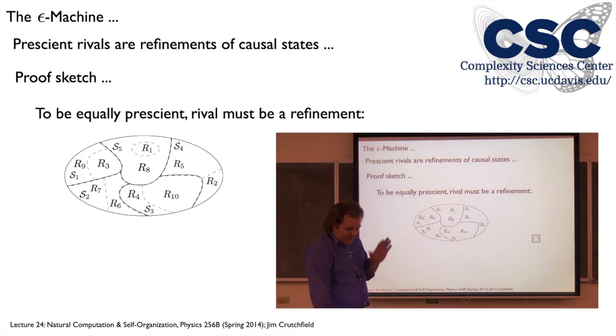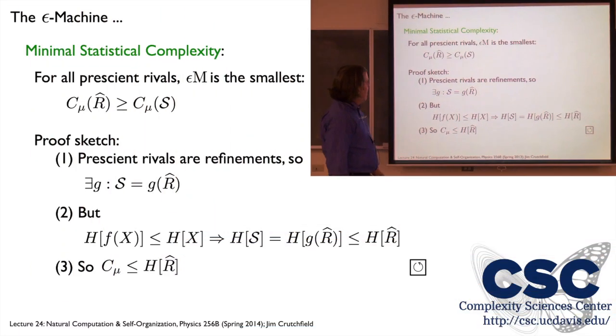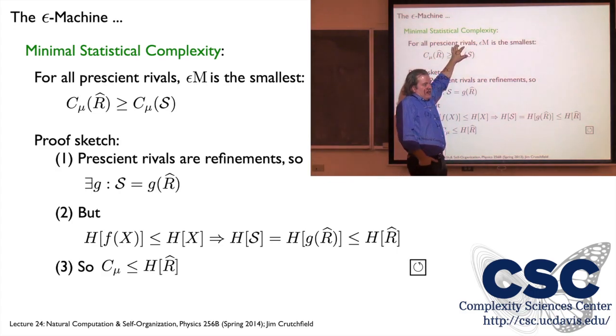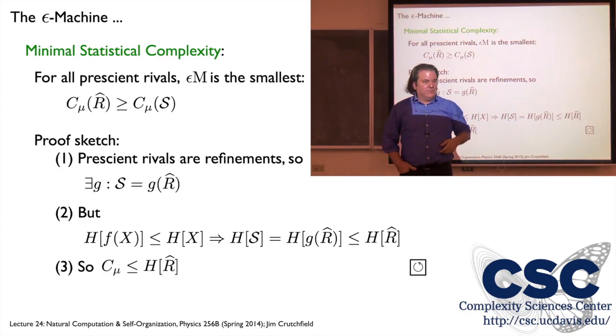Okay, so now with that graphical picture of what's going on as we compare different models, we can establish the second optimality property of epsilon machines, namely that they're the smallest. Of all the prescient rivals, all the models that would give you the entropy rate or predict optimally, the epsilon machine is the smallest.